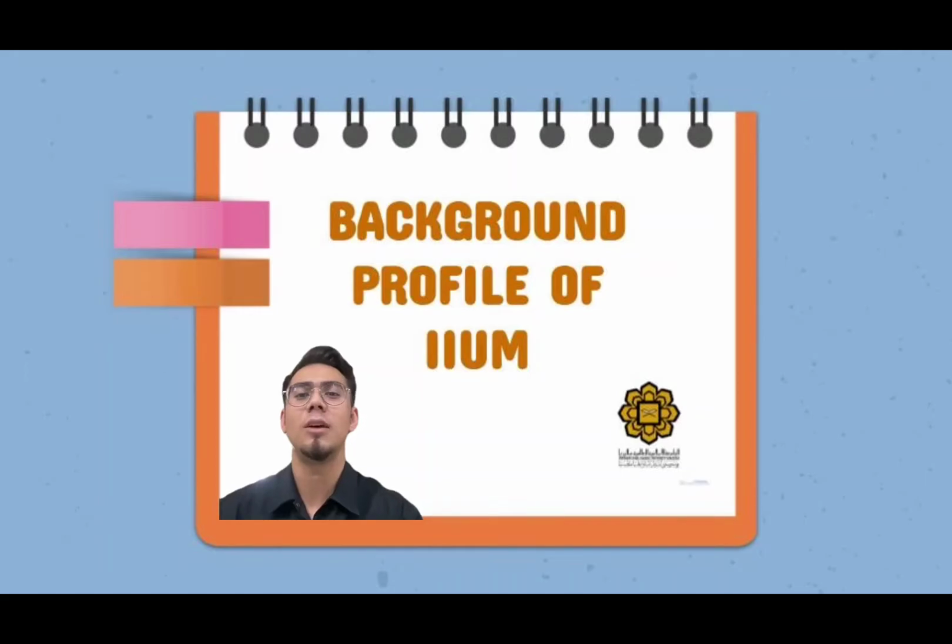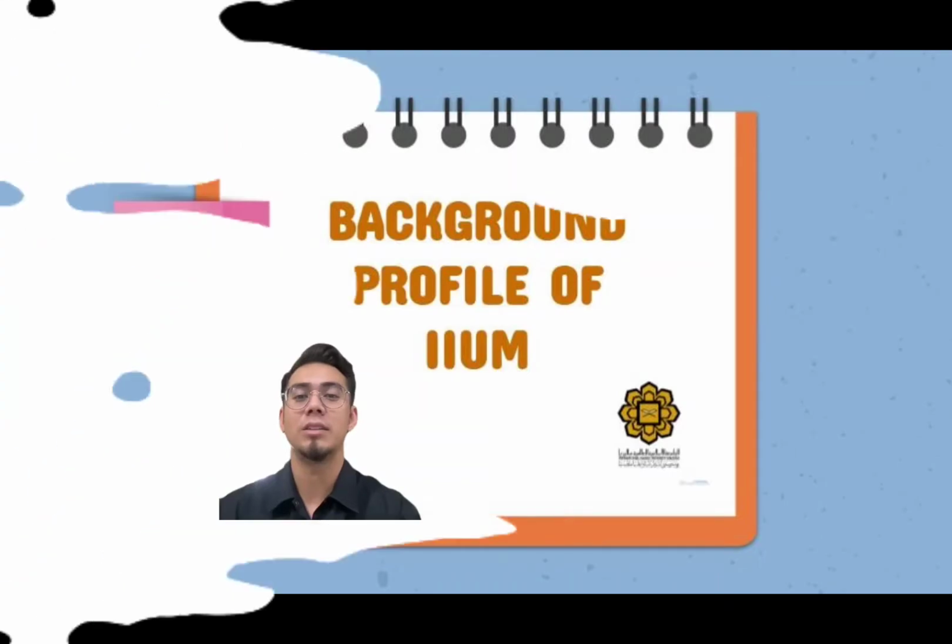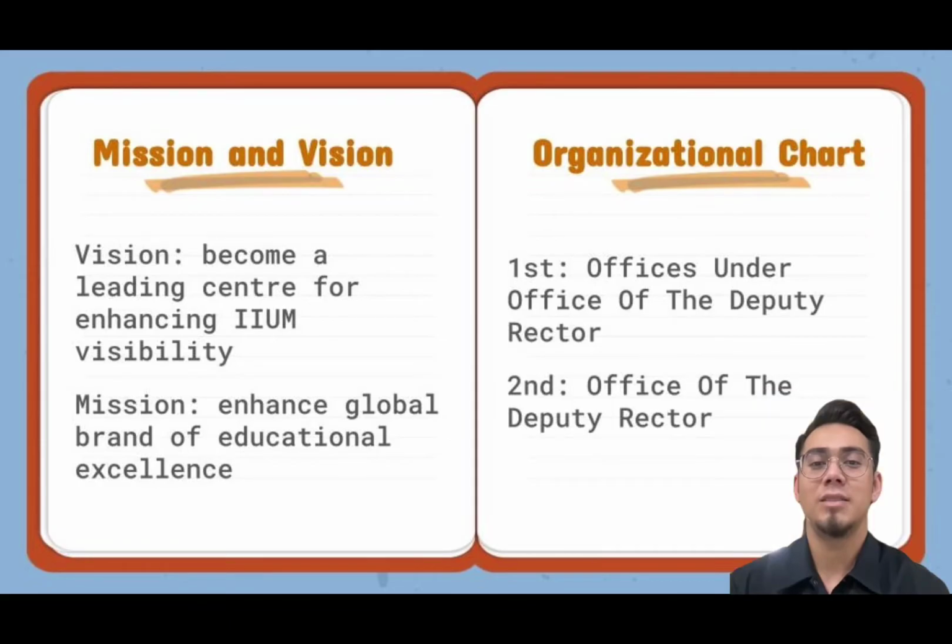IIUM occupies 5 locations in the residential areas of Petaling Jaya, Gombak, Damansara, Gambang and Bandar Indera Mahkota in Pahang, and Pagoh, Johor. This campus has easy access to all resources of the country's capital. IIUM has its mission and vision. As for the official one, their vision is to become a leading center for internationalization and global networking, enhancing IIUM visibility and global brand of Islamic educational excellence, while their mission is to enhance IIUM visibility and global brand of Islamic educational excellence worldwide.